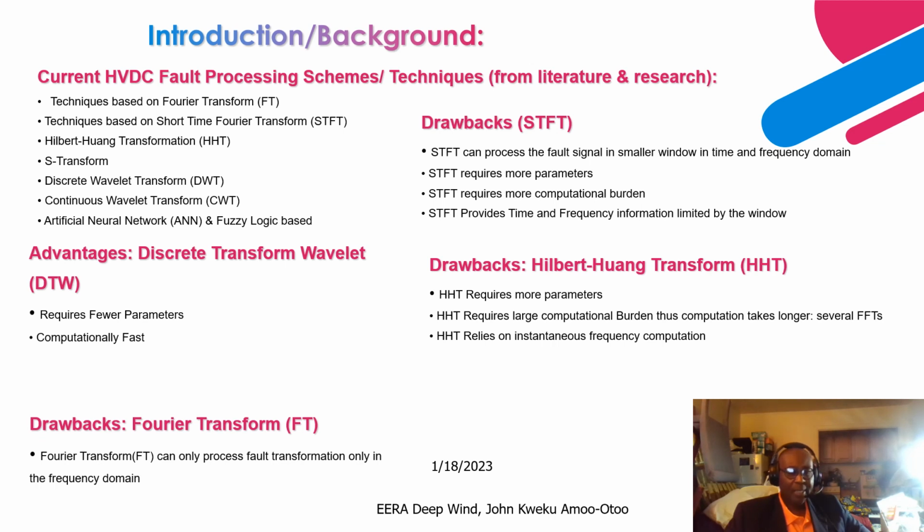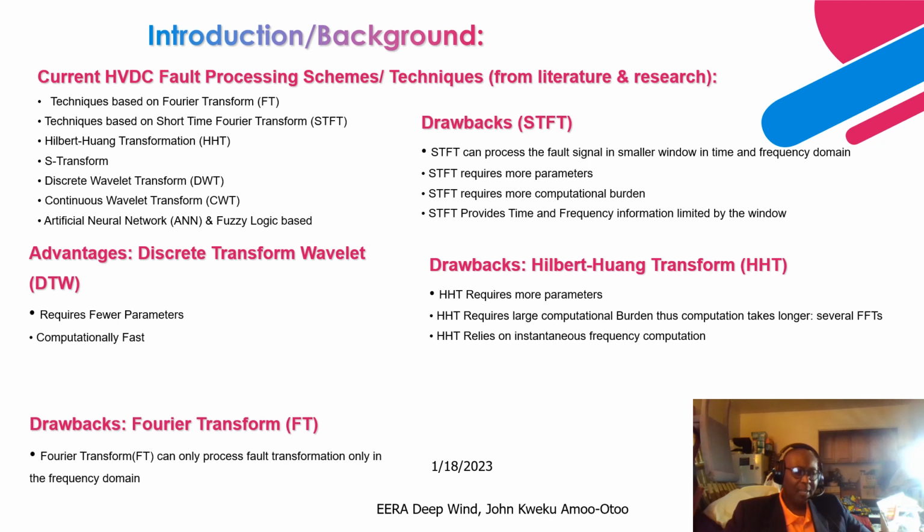Now let's talk about the drawbacks of the Hilbert-Huang transformation. One of the drawbacks is that it requires more parameters, and as it requires more parameters, it introduces a large computational burden that makes the computation very long.